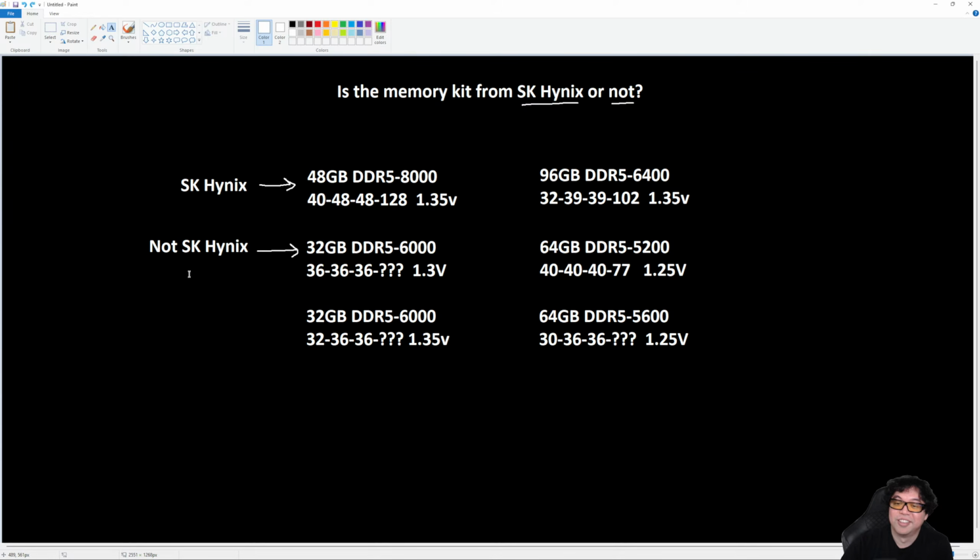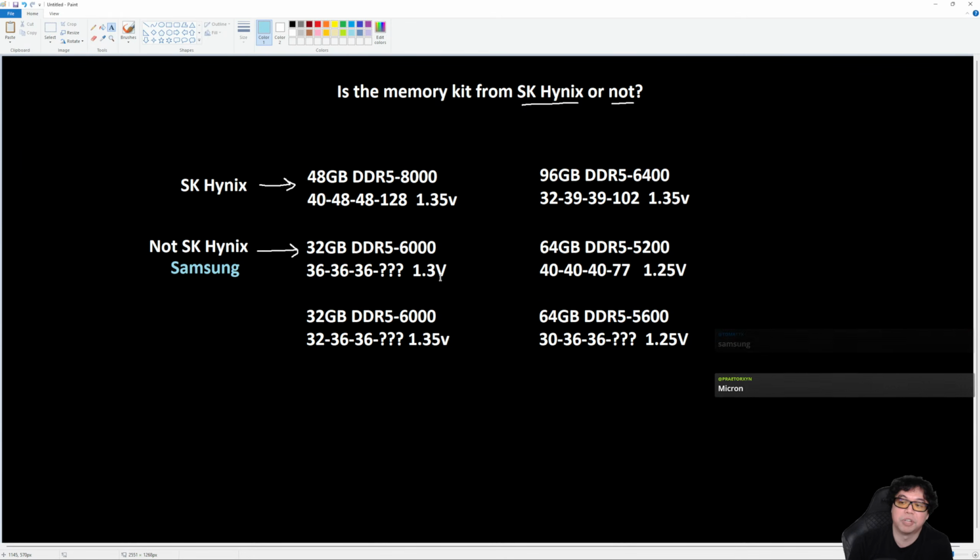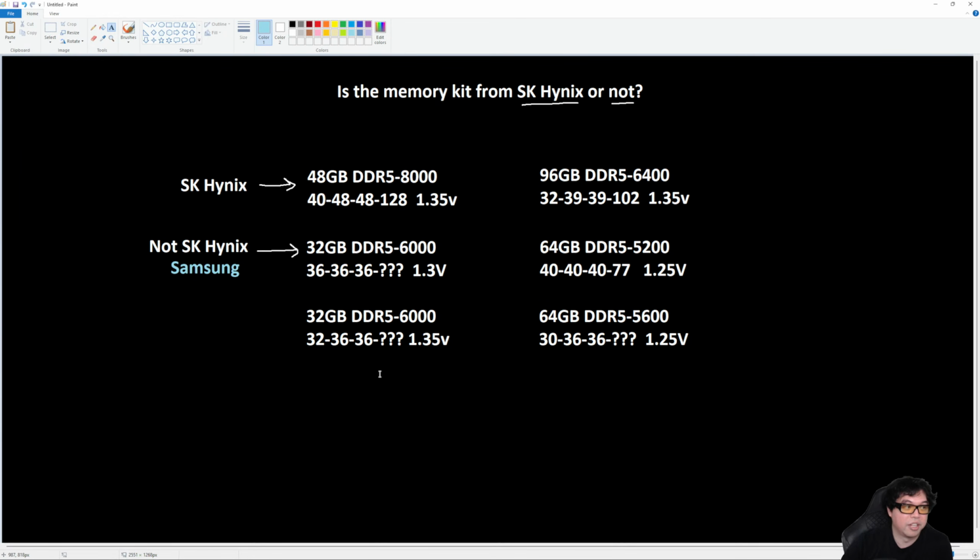No one... The crazy thing is, this is such a coin toss, but I will tell you the correct answer. Well, like the secret answer. This is none other than Samsung. Samsung memory. This is Samsung DDR5, CL36-36-36, 1.3 volts, DDR5 6000. So that is the correct answer.